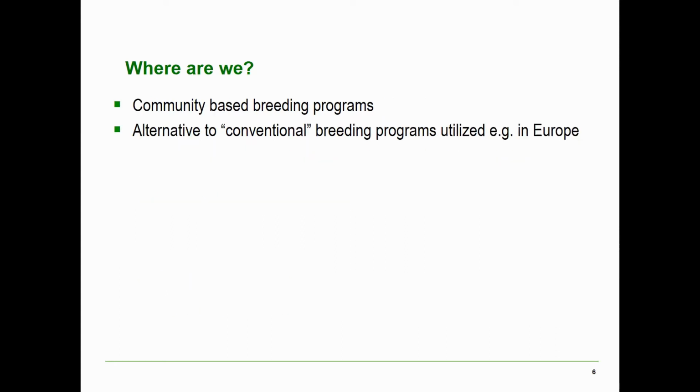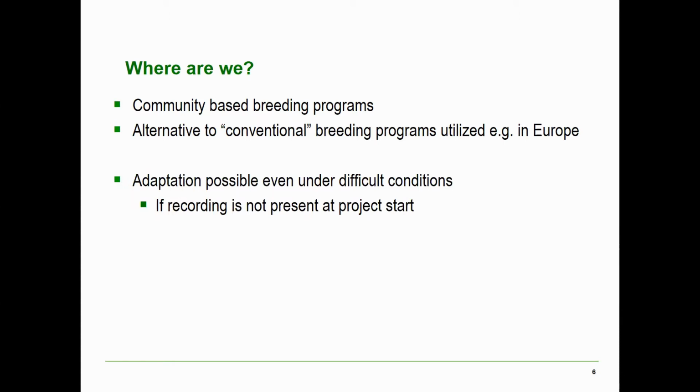We know that there are different challenges, and one of the solutions for these challenges are the so-called community-based breeding programs. They are an alternative to conventional breeding programs as we see them, for example, in Europe. And they can be applied even if there are some difficult conditions. For example, if the recording is not present at the project start, or in general, the breeding program needs to be set up in a region where it was not done before.